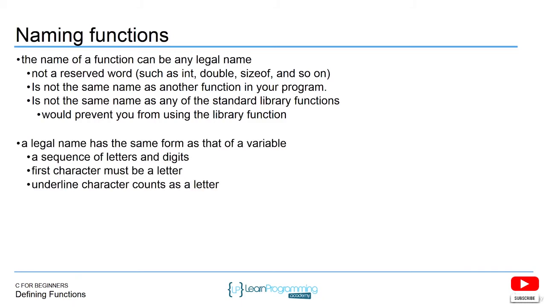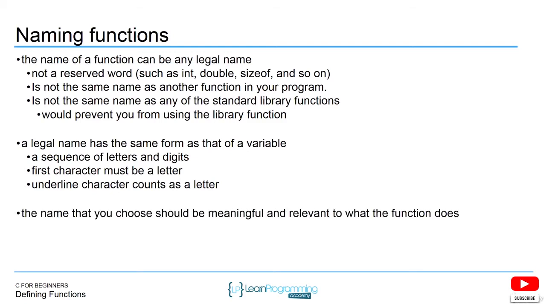A legal name is the same as for a variable. A sequence of letters and digits to start off. The first character has to be a letter, and the letter can be an underscore. You can't start off functions with numbers or any kind of weird characters. The name that you choose should be meaningful and relevant to what the function does. I said this already. I'm repeating it for emphasis. Meaningful names are very important.